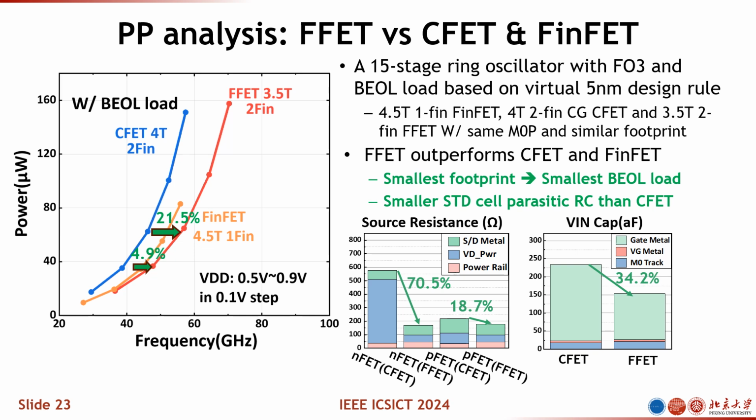And compared with the CFET, there are two benefits. One is the cell is smaller, so you would have smaller back-end-of-line loads. Also, within the cell, the FFET features much lower parasitics compared with the CFET, as you can see from the partition on the bottom right corner.